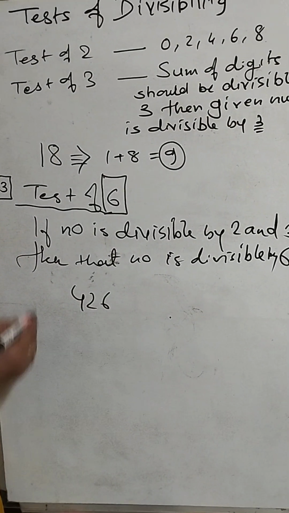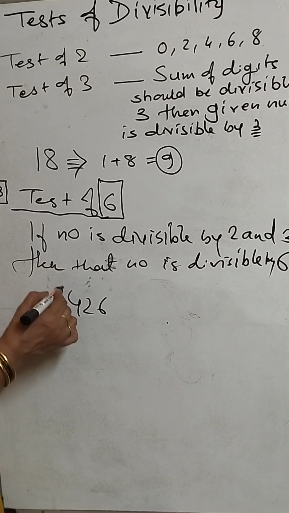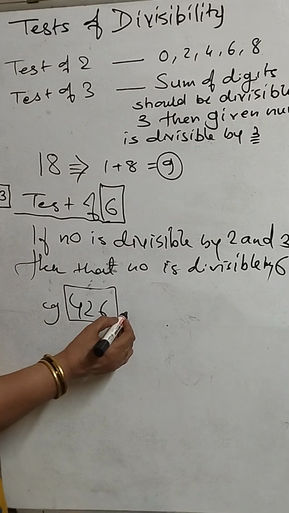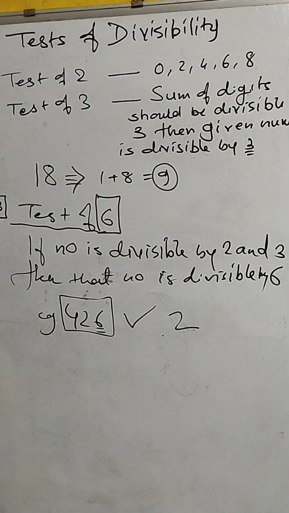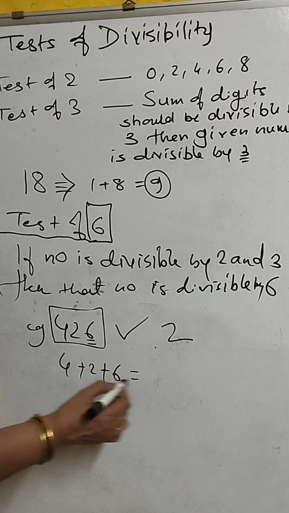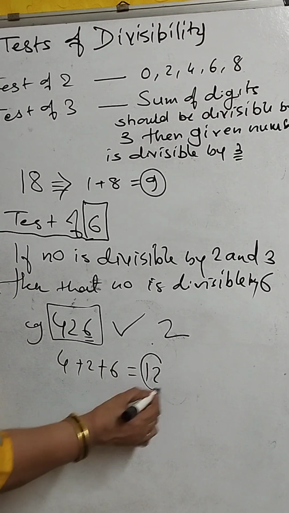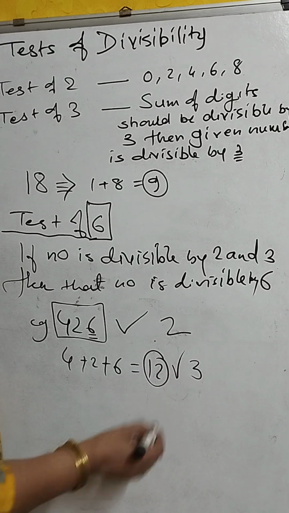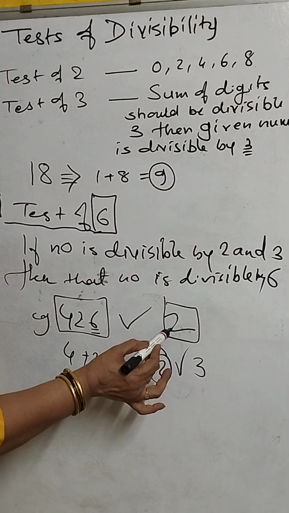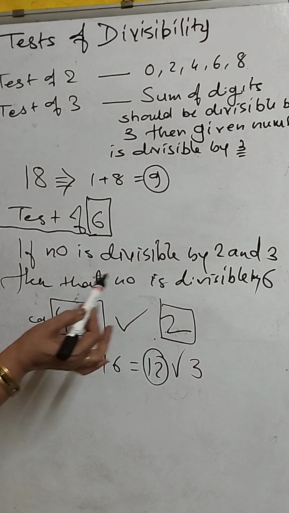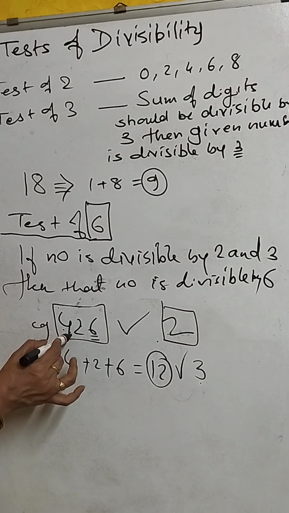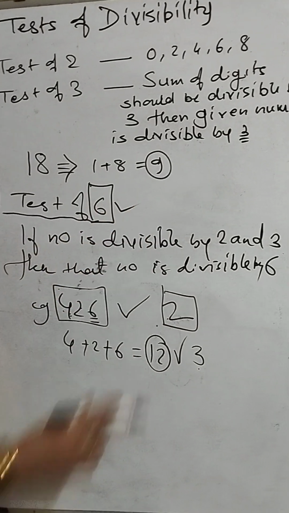426. In this, the units place is 6, so it is divisible by 2. The total 4 plus 2 plus 6 is 12, divisible by 3. It means this number is divisible by 2 and also divisible by 3. So 426 is divisible by 6.